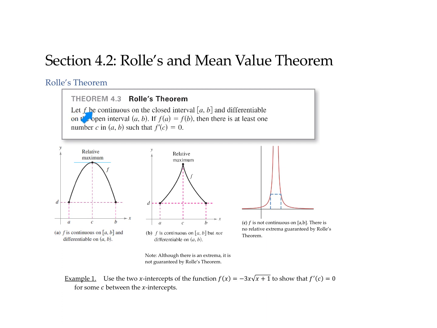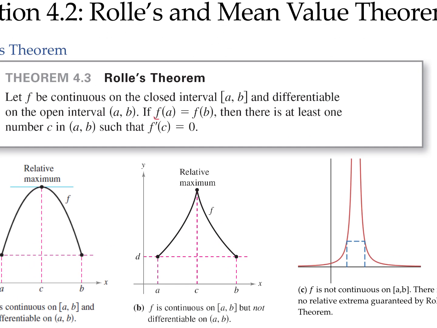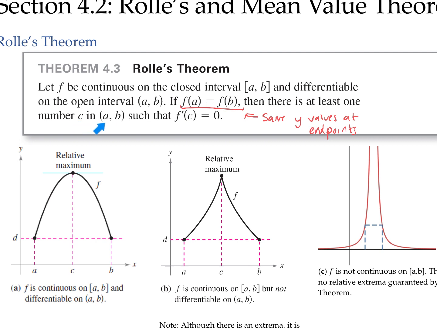It says if your f is continuous on a closed interval a to b and differentiable on the open interval a to b. Continuous means you can draw it without picking up your pen. Differentiable means that it's smooth but also continuous. If f of a equals f of b, meaning the y values are the same at the endpoints of your interval, then there is at least one number c in between a and b so that your first derivative is 0.